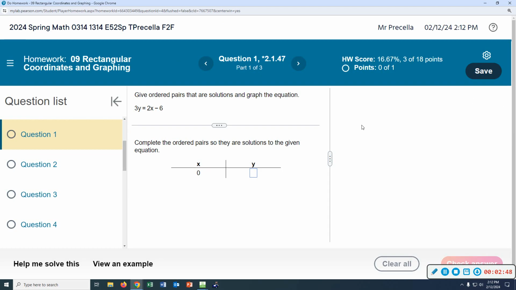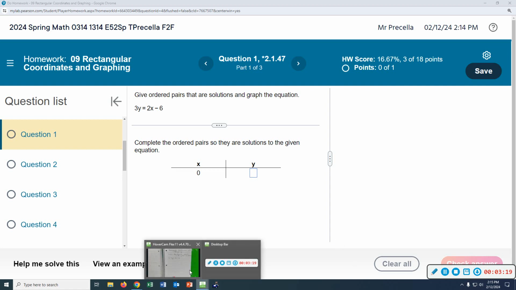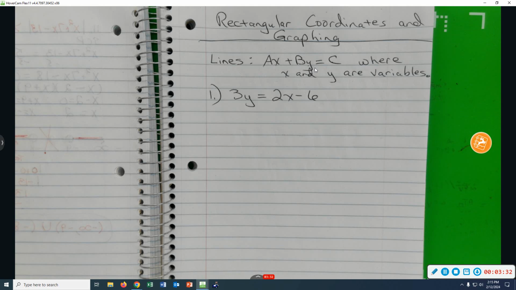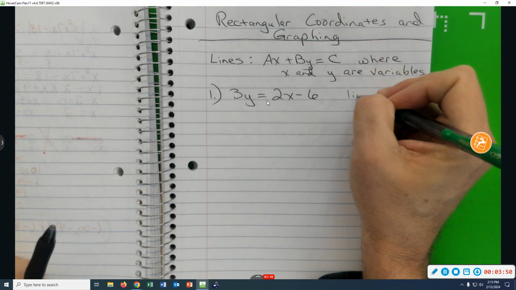Give ordered pairs that are solutions and graph the equation. This is number 1. They give us the equation 3y equals 2x minus 6. When I look at this equation, let me switch over to my paper. I see all we have are x's and y's. Well, you say they're not on the same side of the equation. That's fine. We can get it in standard form, with the x's and y's on the same side, if we wanted to, by moving that 2x over to the left. But we don't need it like that. As soon as we notice we have x's and y's, no square roots, no exponents, no absolute values, that says the graph is going to be a line.